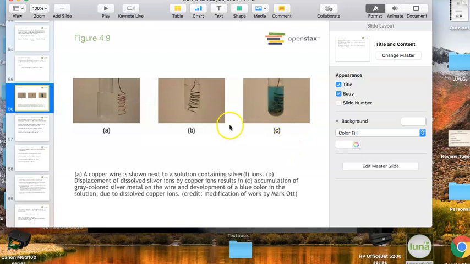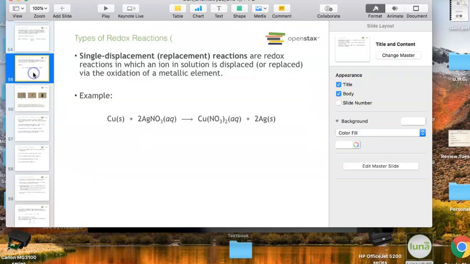And eventually, if this is a solid piece of copper, you would expect this little coil to break down because it's going into solution, and then you're just going to see some silver at the bottom of the test tube. So this sort of just represents what we saw as a written reaction here.